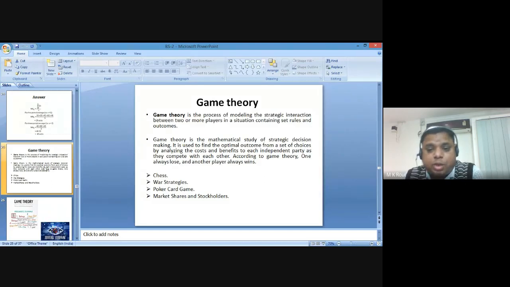Some part of game theory you have observed in case of Big Boss also in the last season. So these are the basic strategy, and the rule of game theory is one person wins, one person loses. This is the common rule of game theory. And this game theory is also applicable to any kind of game, whether one or more players are available.